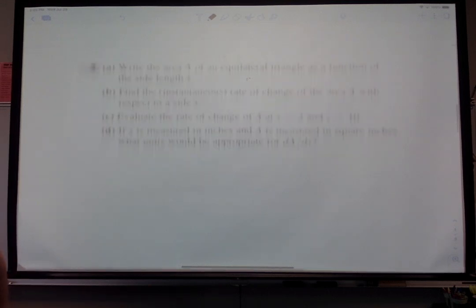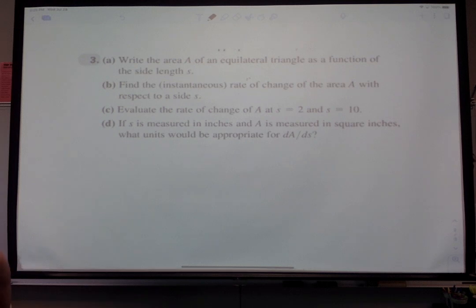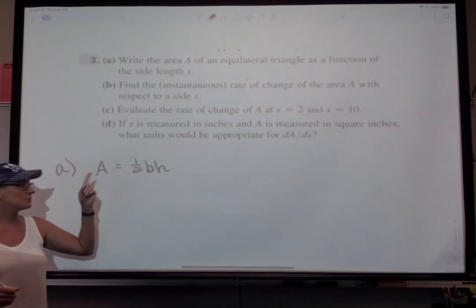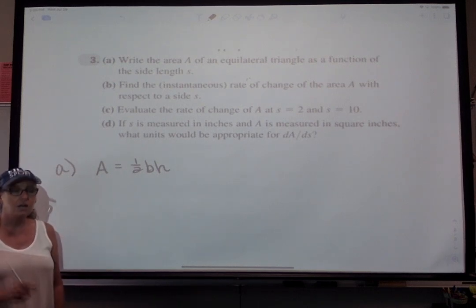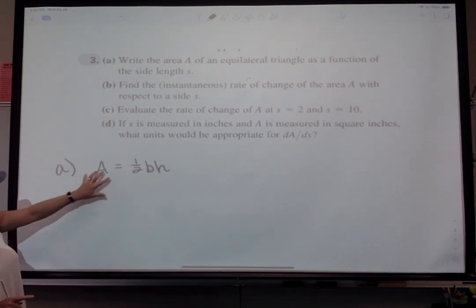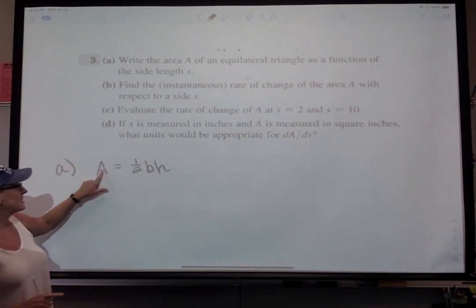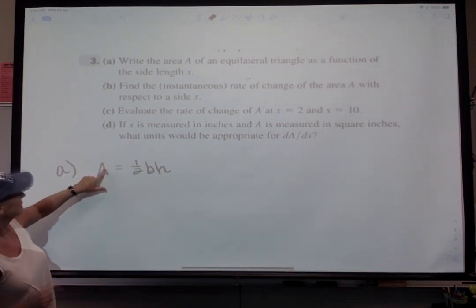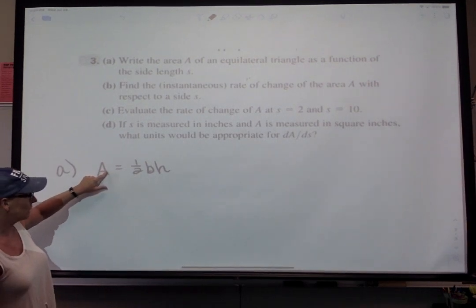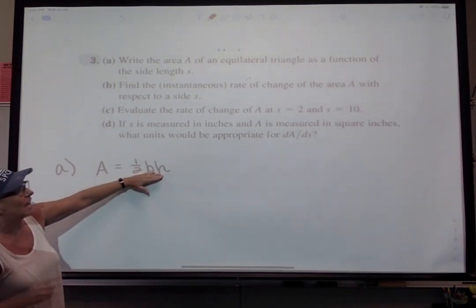Part A, write the area of an equilateral triangle as a function of side length s. Okay, well, first of all, that's the formula for area of a triangle. The problem with this is that it's not the answer to part A, because this can be the area of an equilateral triangle, but it says as a function of.